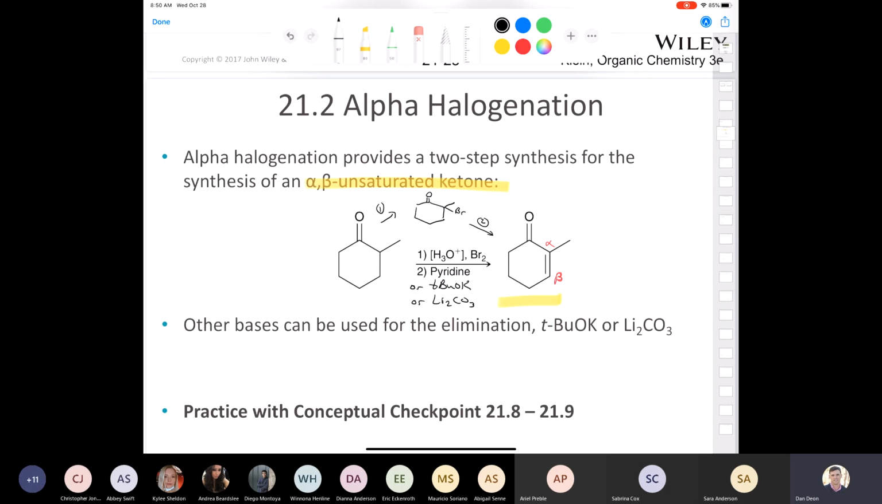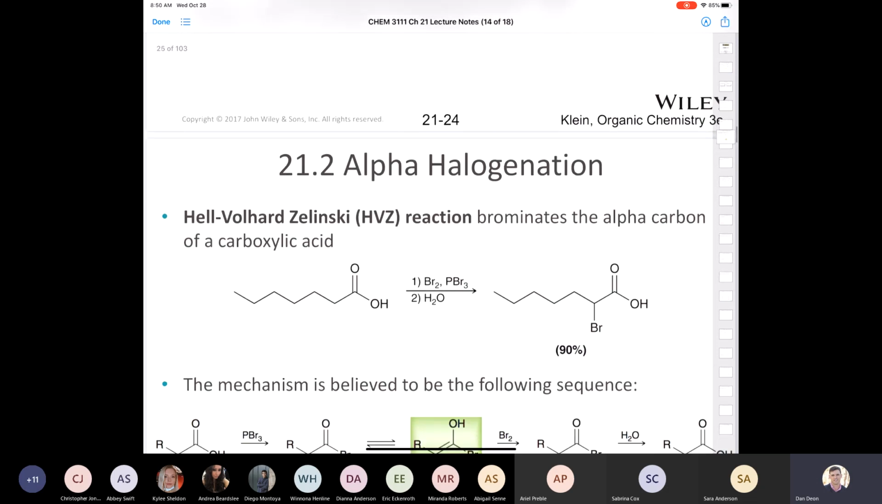And if you're wondering, what's the point behind making an alpha beta unsaturated ketone? Well, we're going to look at alpha beta unsaturated ketones in detail later on when we talk about a reaction called Michael addition. So that's something we're going to discuss in detail in the near future. Not today, but in the near future.